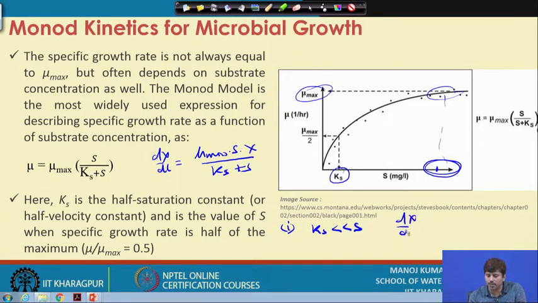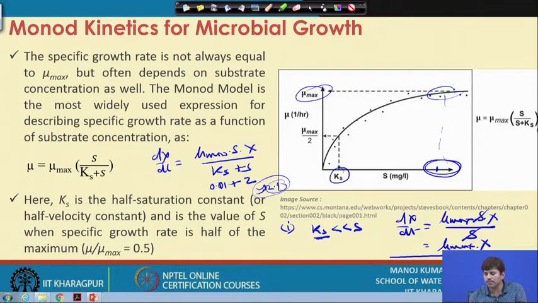Numerically, you have dx by dt is equal to mu max into s into x upon Ks plus s. Let us say Ks value is 0.1 and s value is 2. If you add them, 2 becomes 2.1, or if it is 0.01, so 2.01. So, it is almost equal to 2 only. Nothing much happens, so we can ignore Ks in that case and keep s, which gets cancelled, and what we get is mu max into x, the first order system. So, our growth rate becomes first order and it grows at mu max.